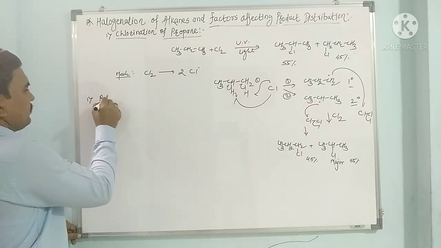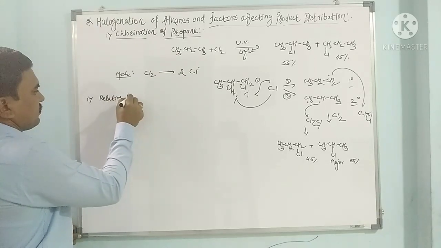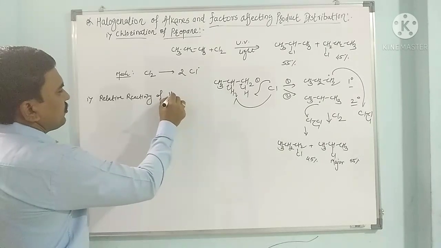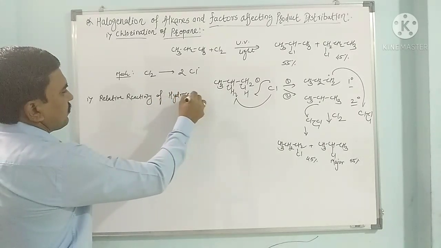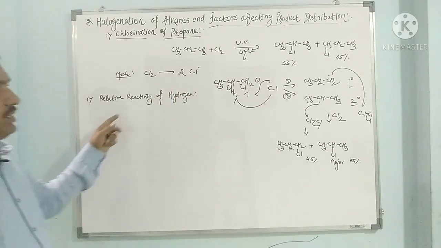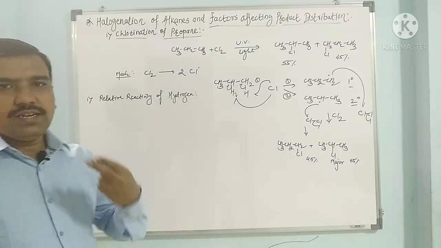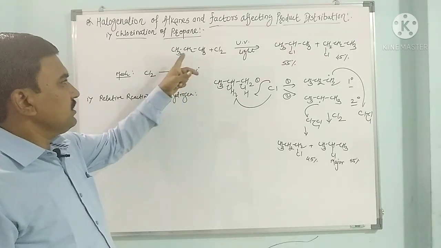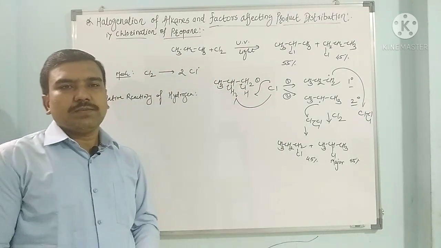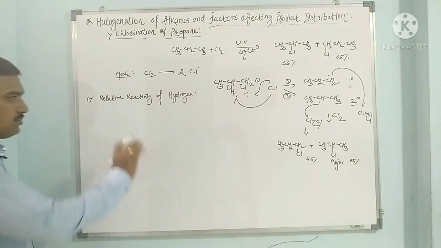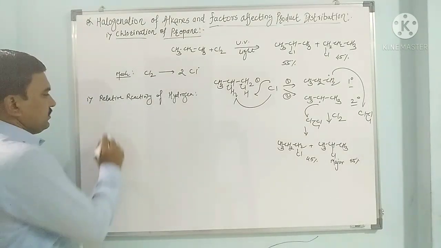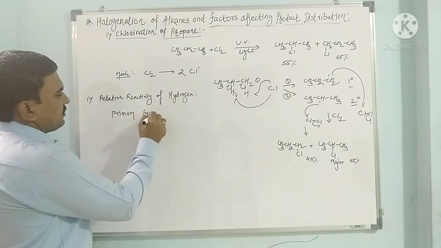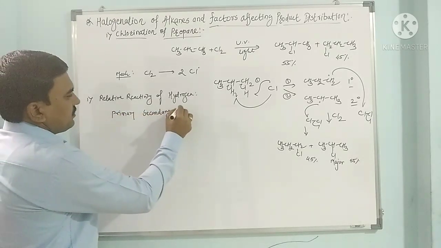relative reactivity of hydrogen. So in the case of alkanes, if you see, there are three types of hydrogens: primary, this is here primary, this is secondary, or in some of the examples tertiary hydrogen is there. So three types of hydrogens are there: primary, secondary and tertiary.